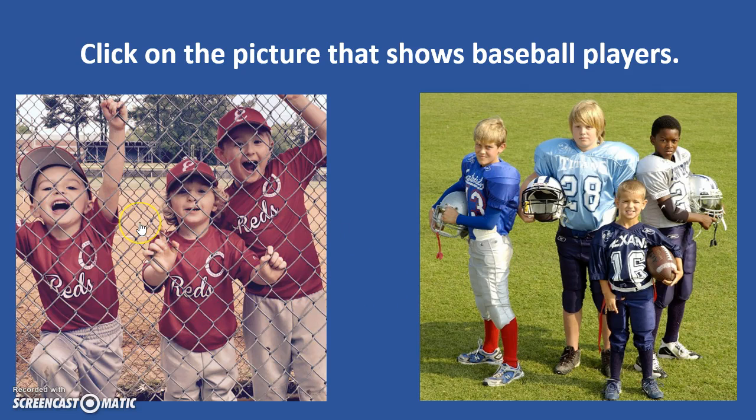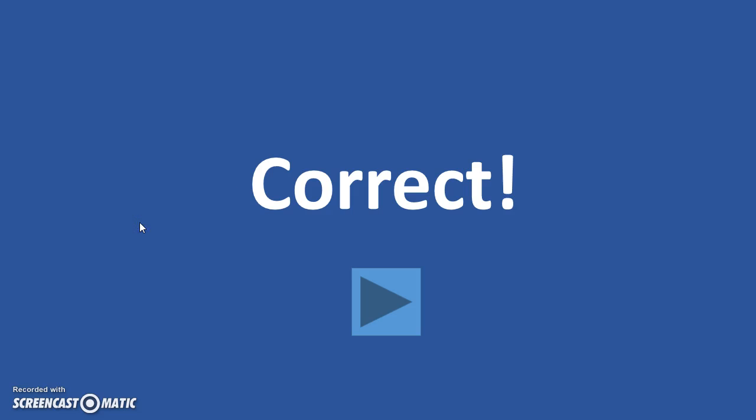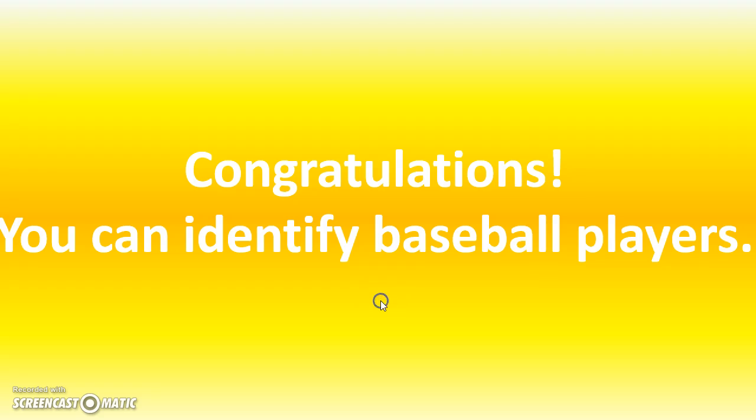Now let's try the baseball player's picture. We'll click on it, and it sent us to the correct slide. We can only click on the action button, and that's going to send us to the very end, where it says we've done what we need to do. And that is how you hyperlink pictures and how you add action buttons in your PowerPoint presentation.